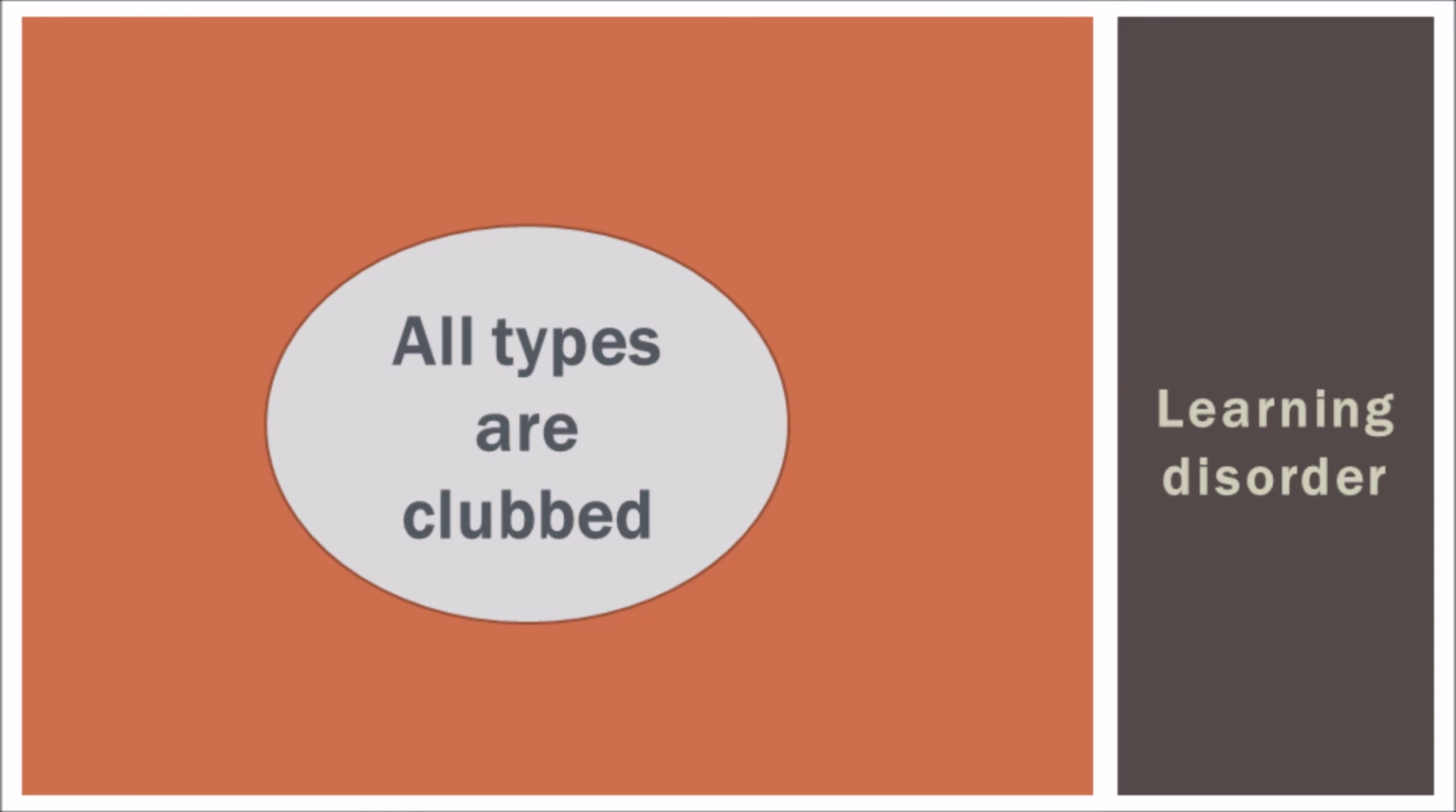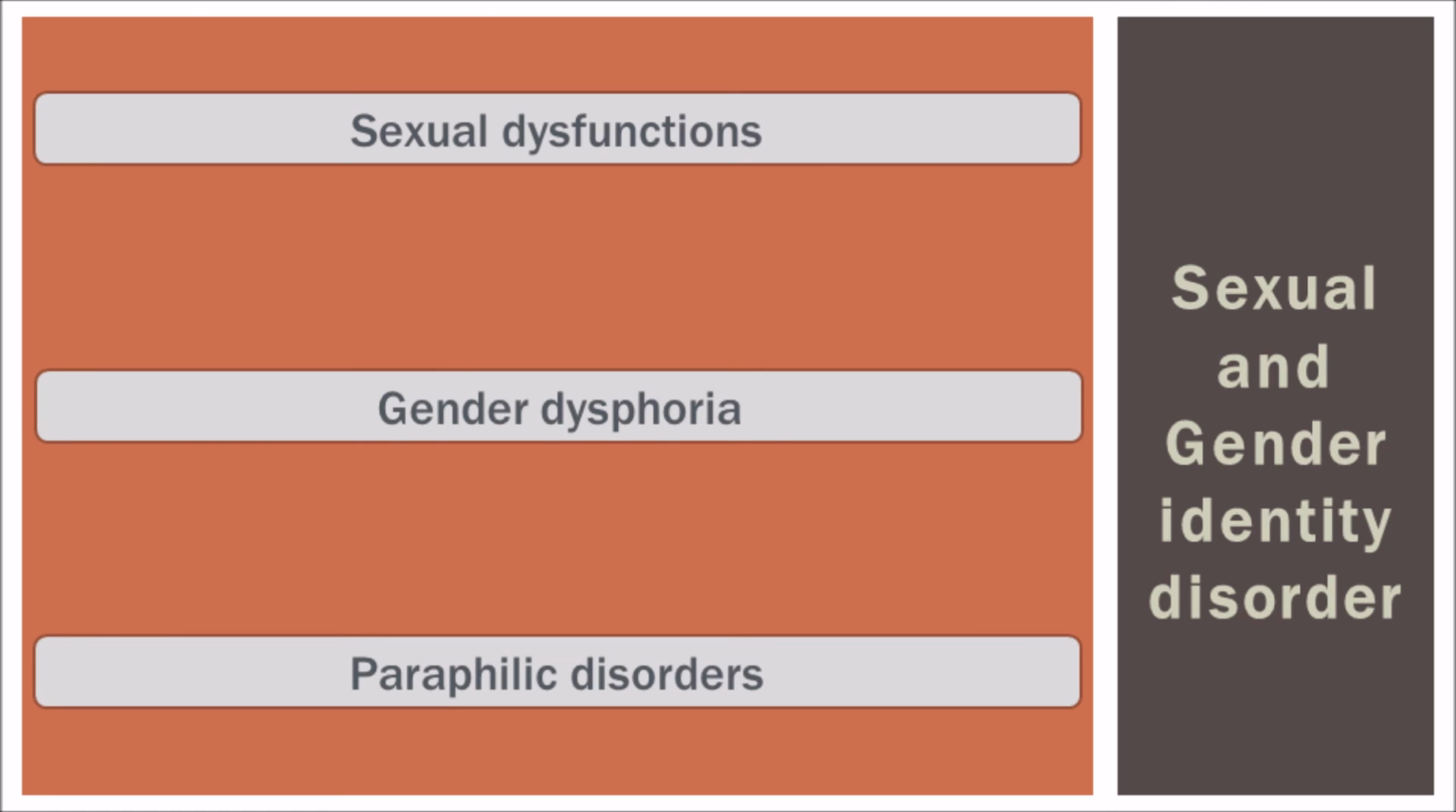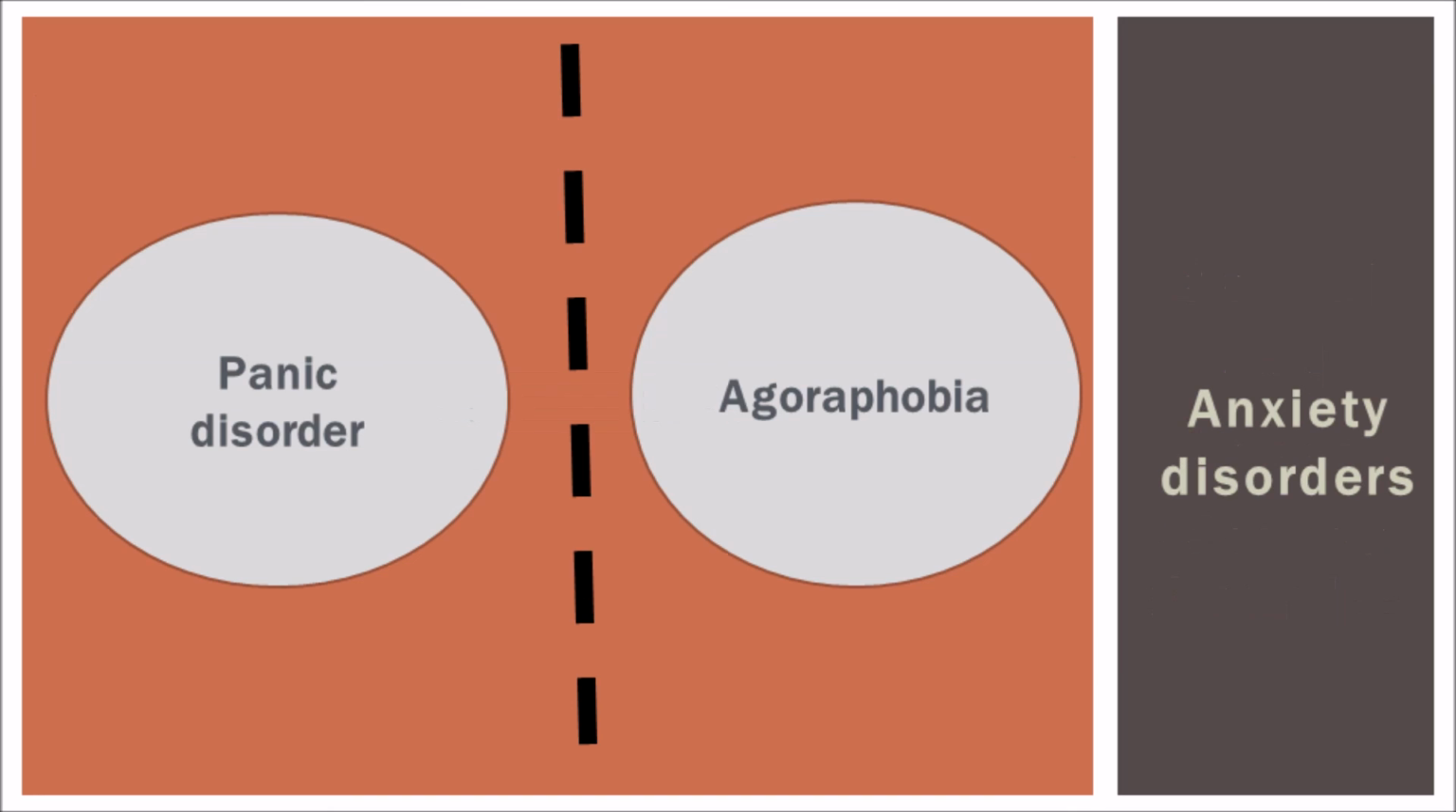The various types of learning disorders, namely writing, reading, mathematics, and written expression, are clubbed into one specific learning disorder. The sexual and gender identity disorders have been split into 3 categories, namely sexual dysfunctions, gender dysphoria, and paraphilic disorders. Finally, panic disorder and agoraphobia have been delinked. Hence, they can be diagnosed as 2 separate disorders having their own nature.